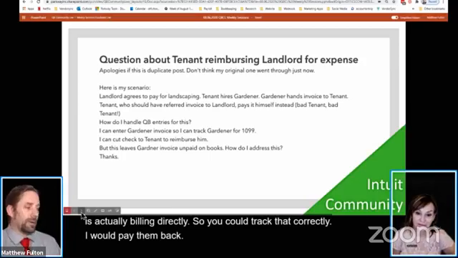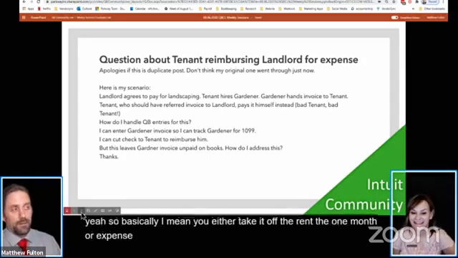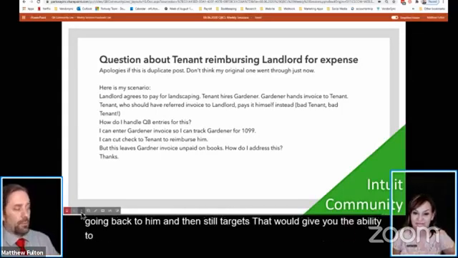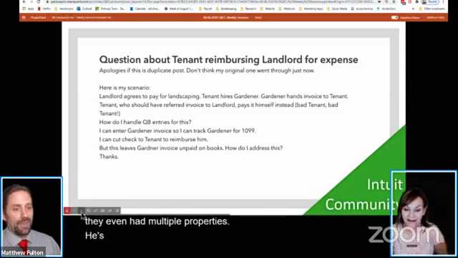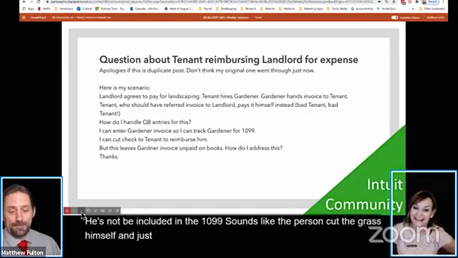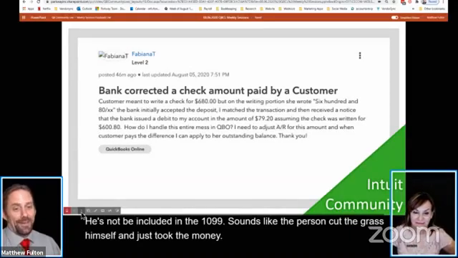So basically, you either take it off the rent for one month or send an expense check back to them, and then still tag it. That would give you the ability to still tag it as an expense for that property, assuming maybe they even had multiple properties. That piece just won't be included in the 1099 at all. Sounds like the person cut the grass himself and just took the money. It could be. I could be wrong on that.